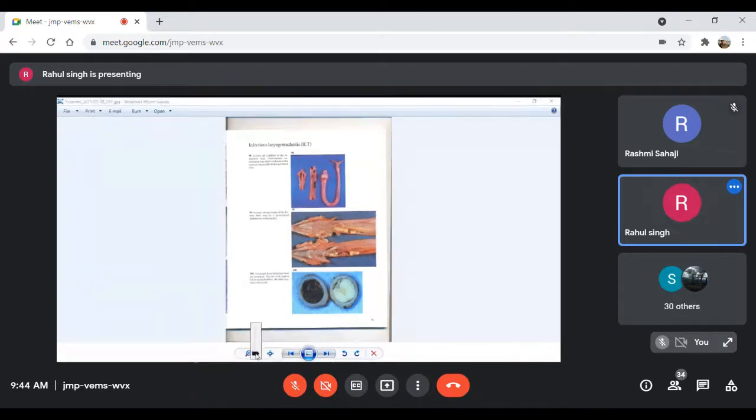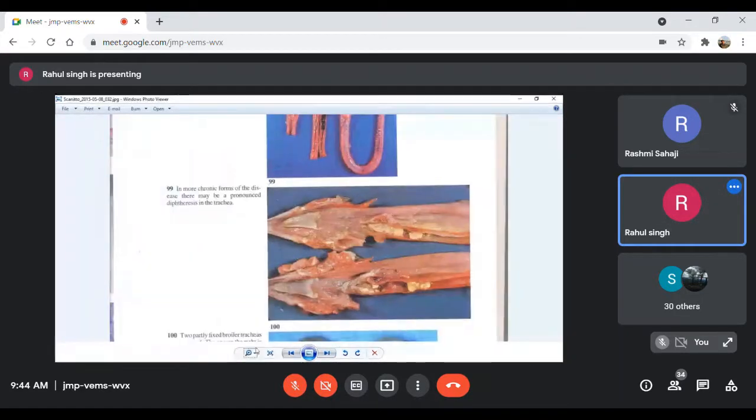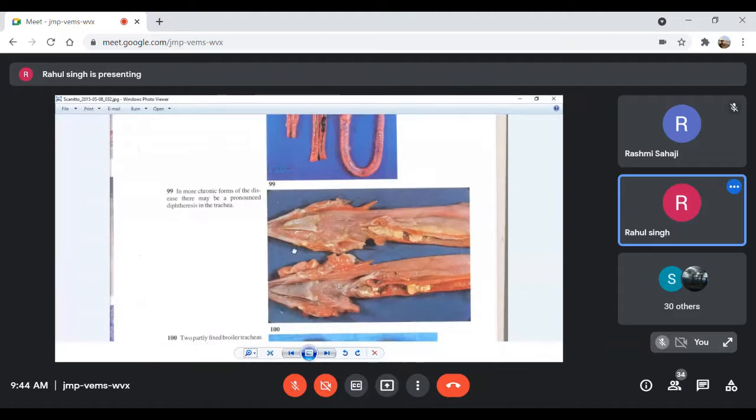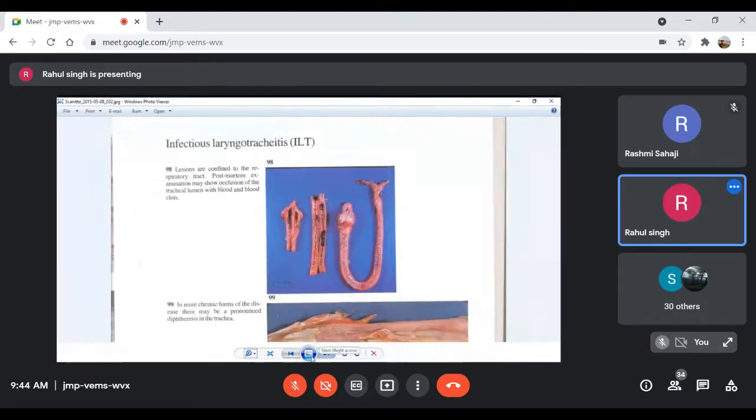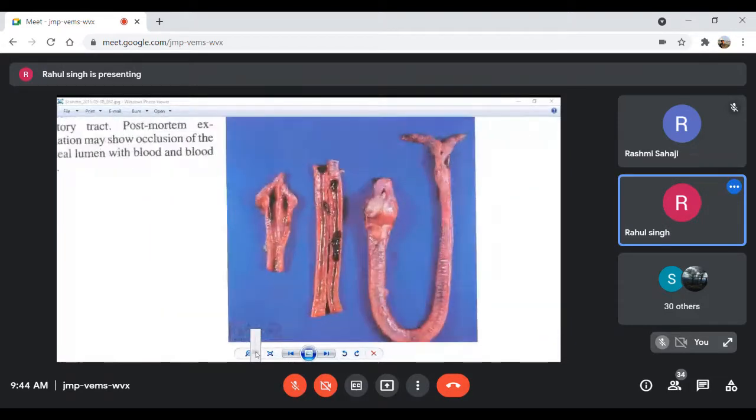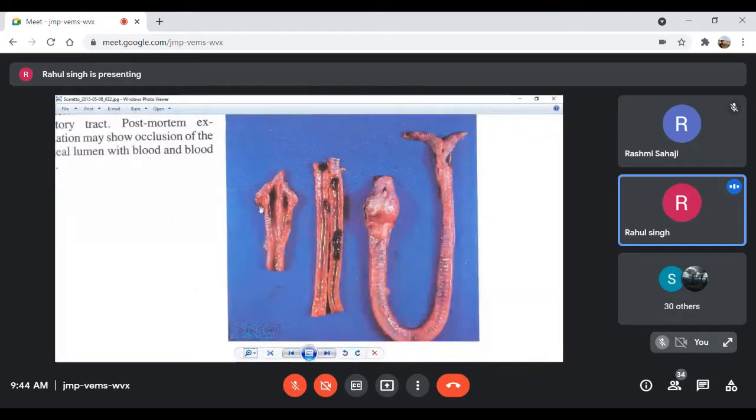ILT, infectious laryngotracheitis. You can see the cut part of the trachea. This is the bifurcation into the bronchi. You can see the trachea. You can see a dark area here. From outside, it is showing presence of hemorrhages inside.